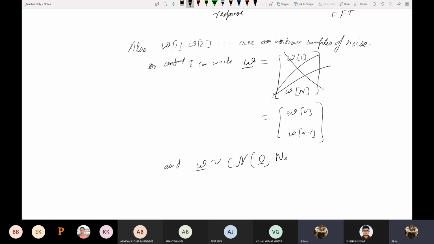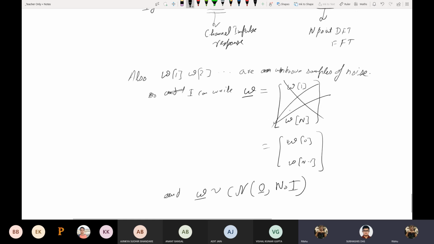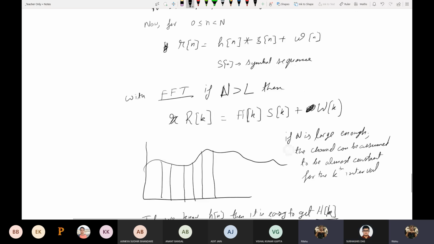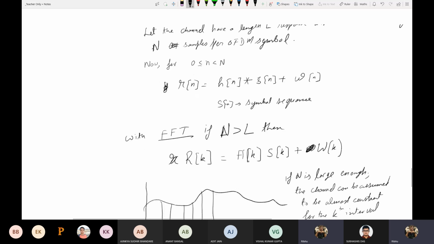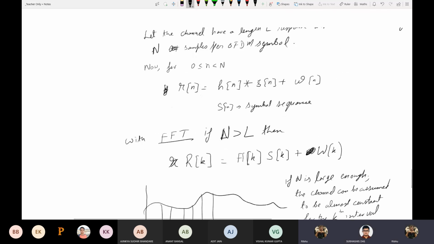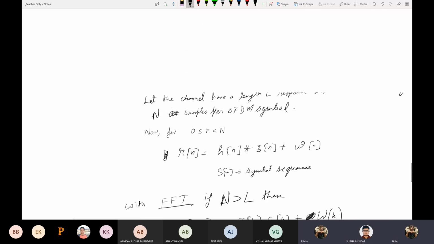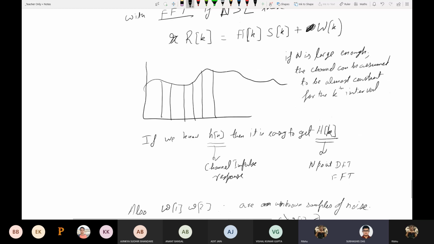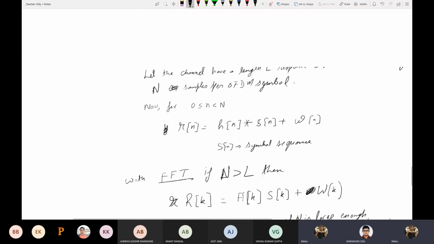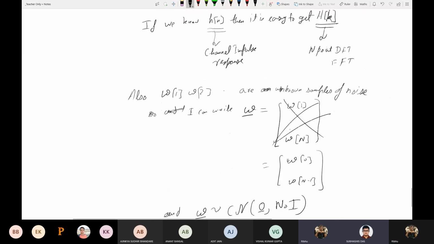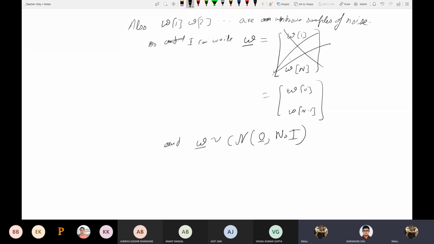Sir, previously you took n from 0 to capital N, both included. No, in OFDM I took 0 to n minus 1 endpoints. Sir, here you took... Okay. Less than. Less than. Fine.